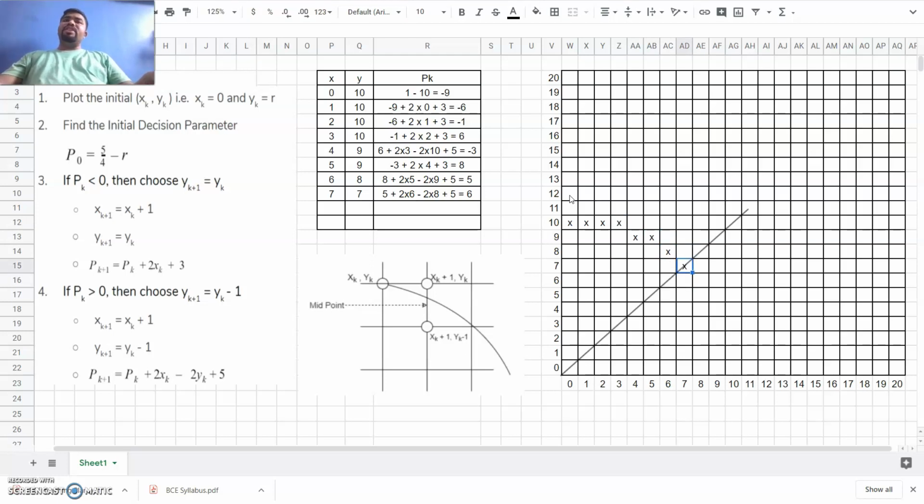Now to get the second quadrant, we know that we just change the signs, right? So we have 0 comma 10, that will be converted into 10 comma 0. So you can plot it over here. Then 1 comma 10 will be converted into 10 comma 1. Then 2 comma 10 will be converted into 10 comma 2. Then 3 comma 10 into 10 comma 3. Then 4 comma 9 into 9 comma 4. Similarly 5 comma 9 into 9 comma 5. Then 6 comma 8 into 8 comma 6. And finally 7 comma 7, which is the same.